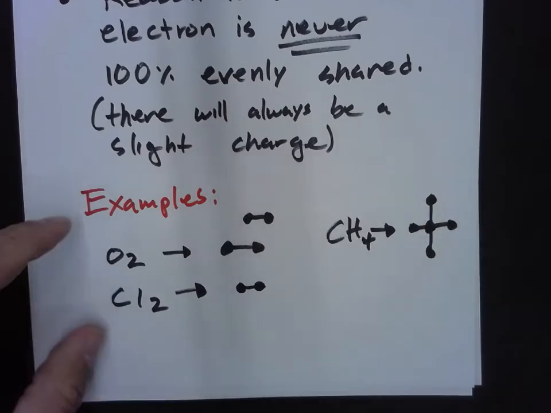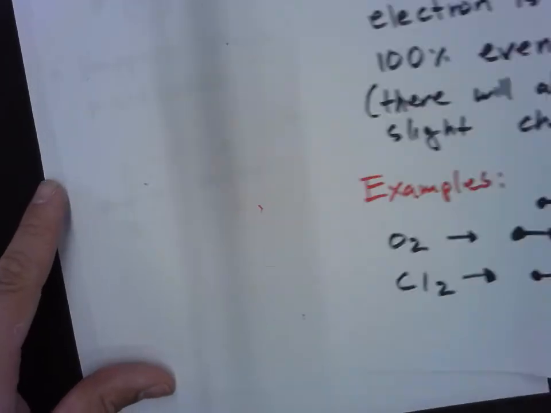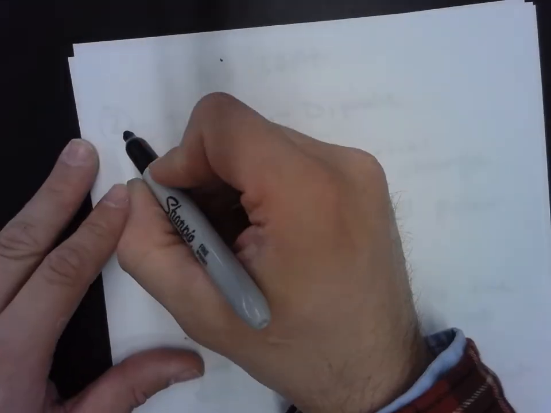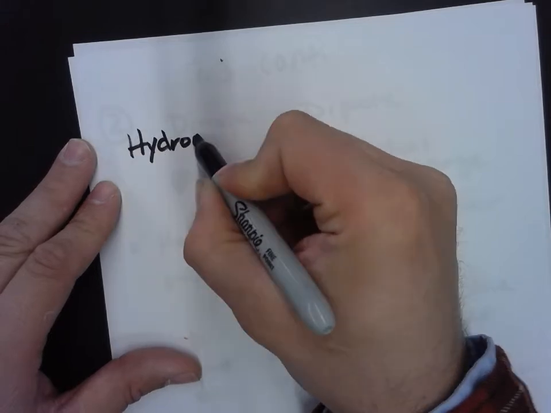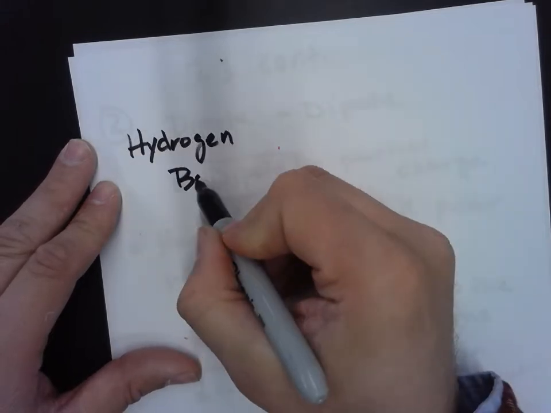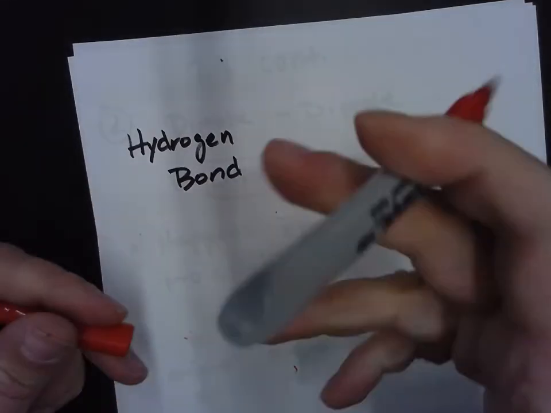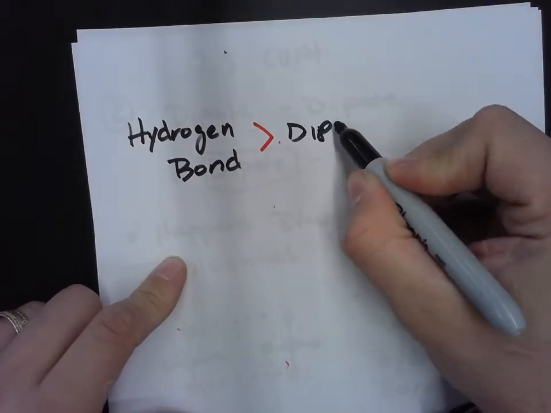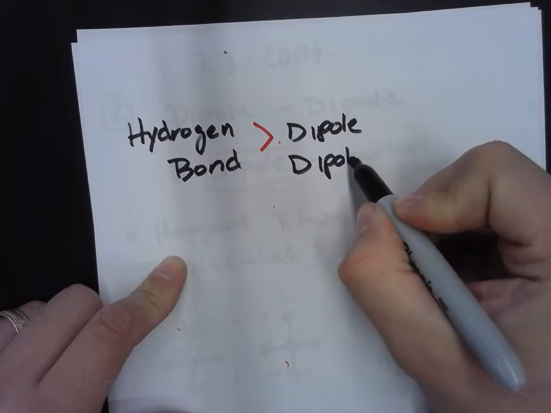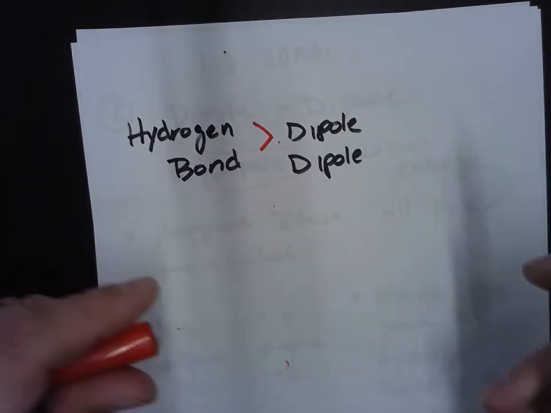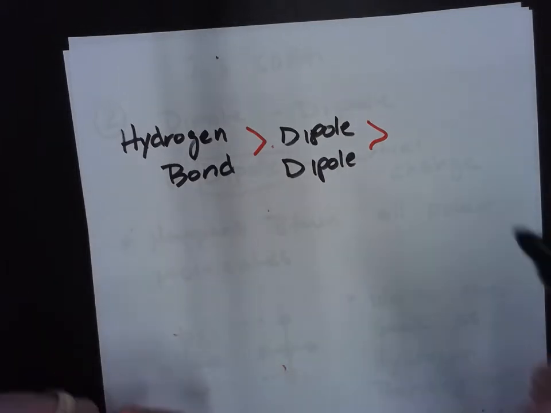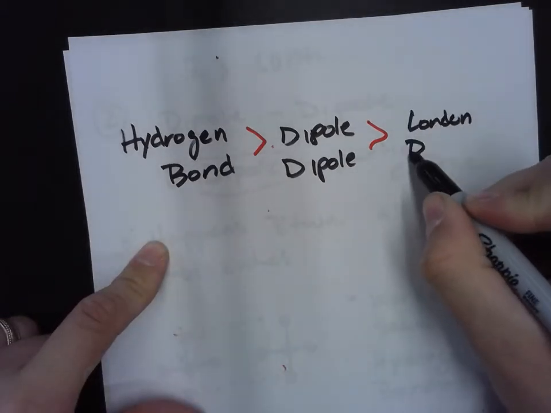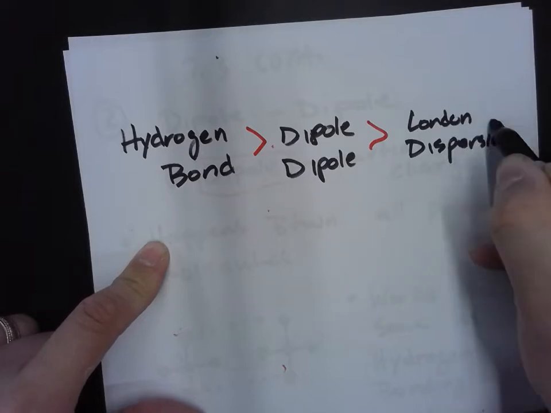So in order, ranking them in order of strength, strongest to weakest is going to be hydrogen bond, which is greater than dipole-dipole, which is greater than London dispersion. Strong to weak.